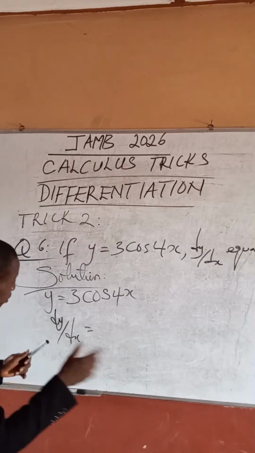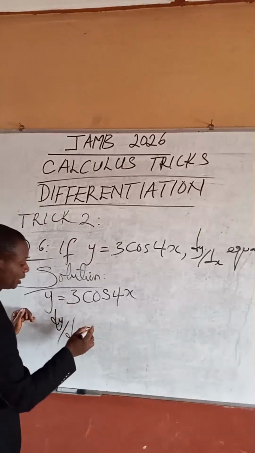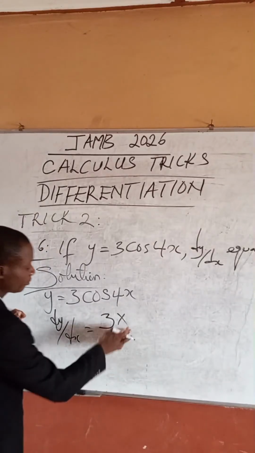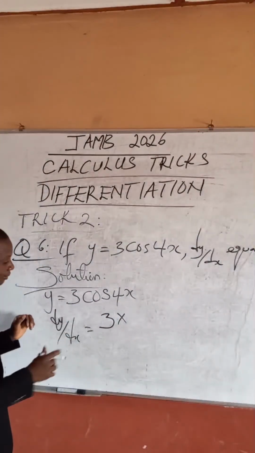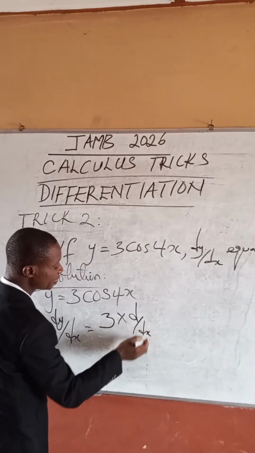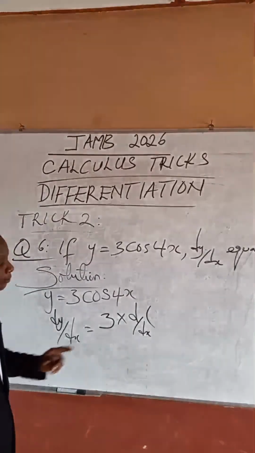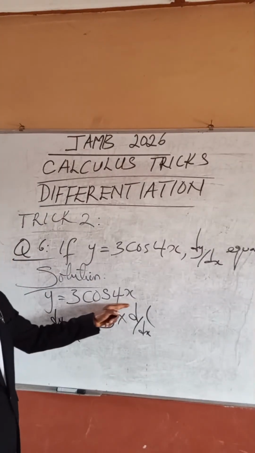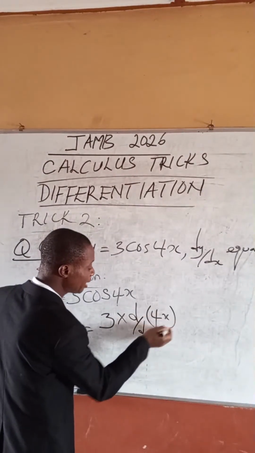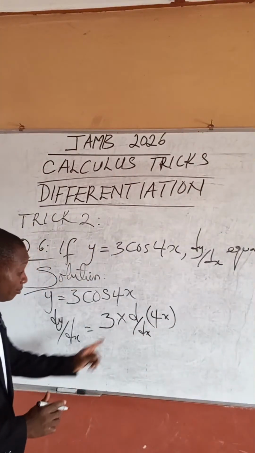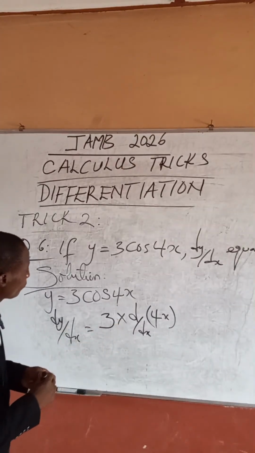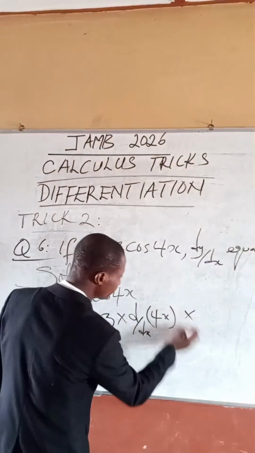All right? So this is what we are going to do. This is 3. First, write 3, then times. When you write 3 times, then don't forget your dx, open bracket. Then bring in 4x. I'm making it simpler. Normally, I'm supposed to put a dot here. Dot means times. Then multiply by.